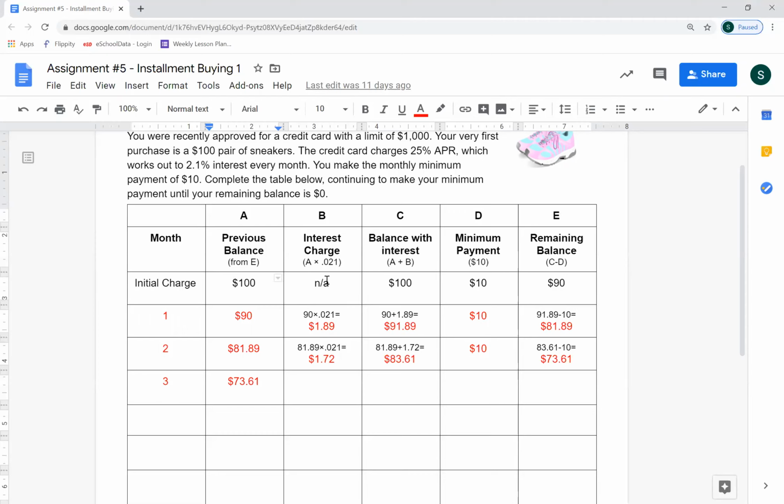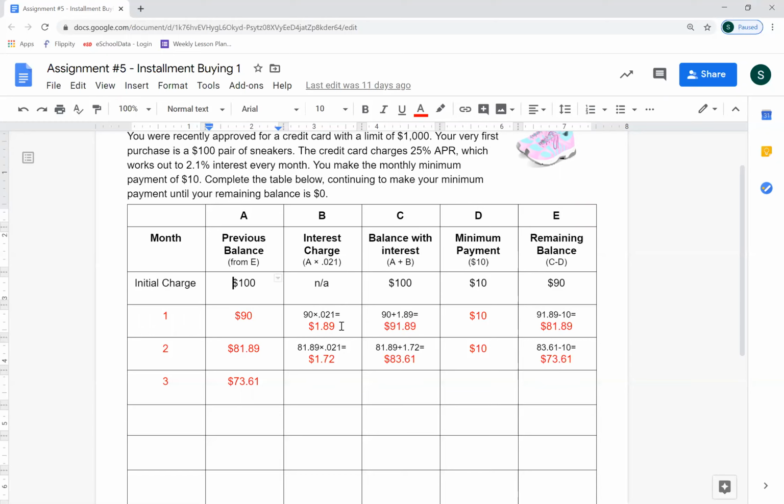Okay, so our initial balance is $100. We don't apply any interest yet. When we make our minimum payment of $10 and subtract, we have $90 left. So when we start month 1, our balance is $90. To figure out your interest charge, the amount from column A times 0.021 is going to give you 2.1% of your balance. So when we do 90 times 0.021, we get $1.89 for interest.